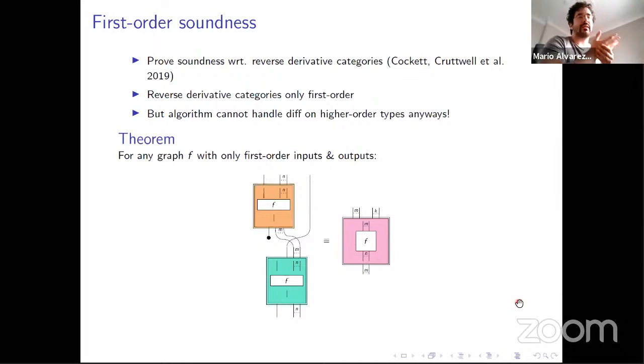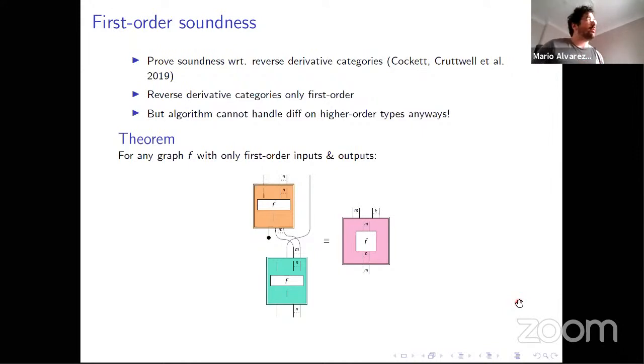So it's quite hard to find the setting to talk about higher order reverse mode AD, because higher order gradients don't really exist in a way that is nice to deal with. Then that's perfectly fine. Because in fact, our algorithm is not sound for terms with higher order inputs or outputs. The Pearlmutter-Siskind algorithm is only sound if you apply it to terms that have only first order inputs and outputs. They can have higher order subterms, this is fine, but they cannot have higher order inputs or outputs.